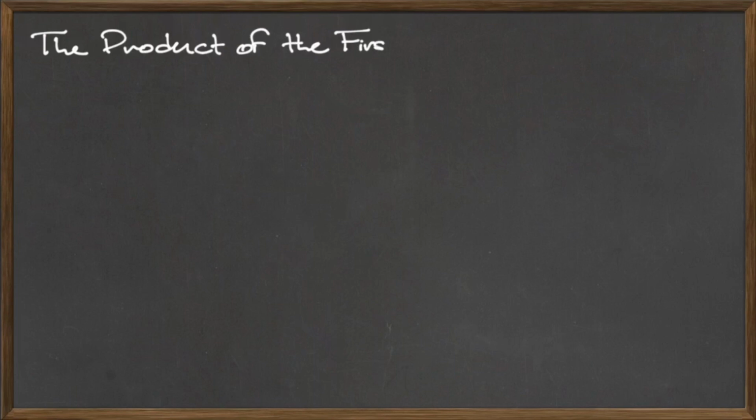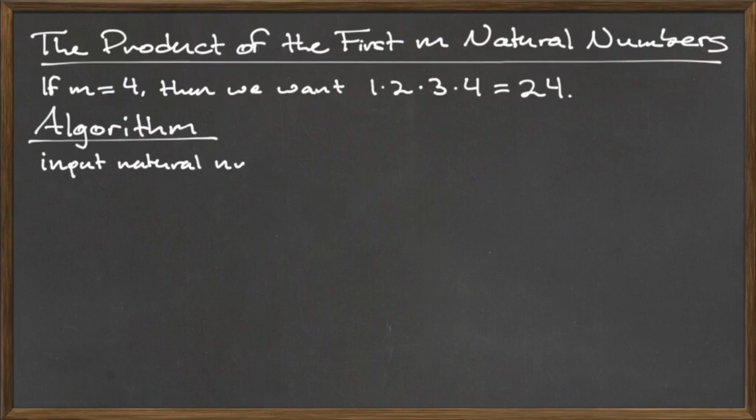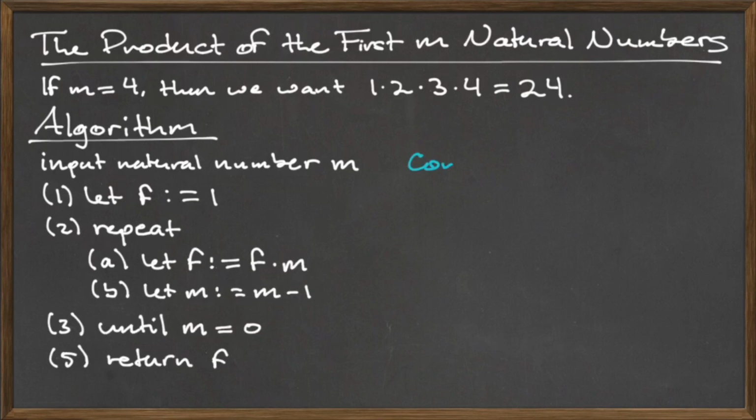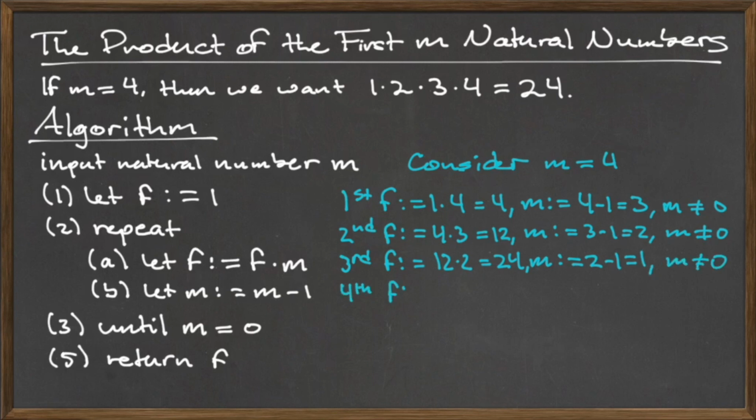For some extra practice, try running the following algorithm, which computes the product of the first m natural numbers with the input m equals 4. Here is our solution for this algorithm. The loop must be run a total of 4 times, and the algorithm returns the output f equals 24.